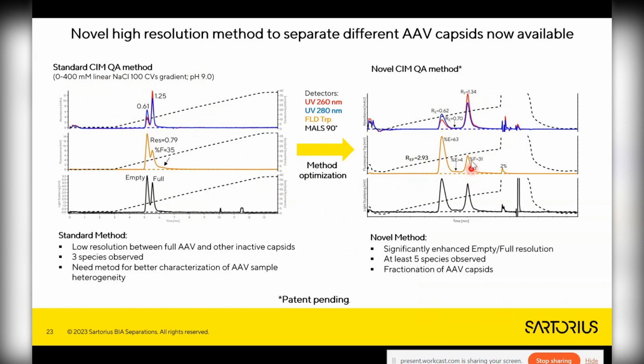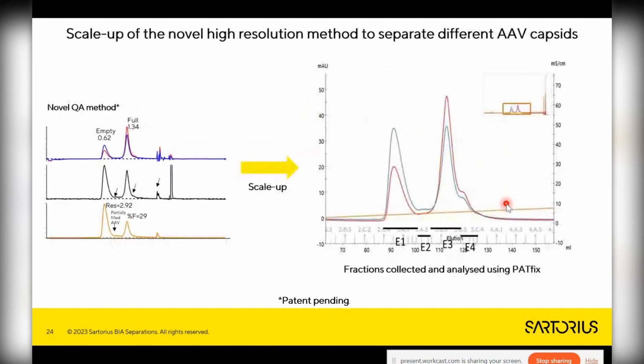So the fluorescent detector gives us an impression about the amount of fulls to 1%, in this case 63, of empties, a bit of partials, just a bit of empties, which are eluting even later on. Can this be improved? Yes. Okay, so first, can this be scaled up?